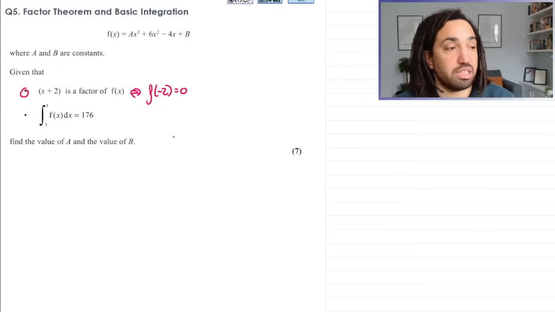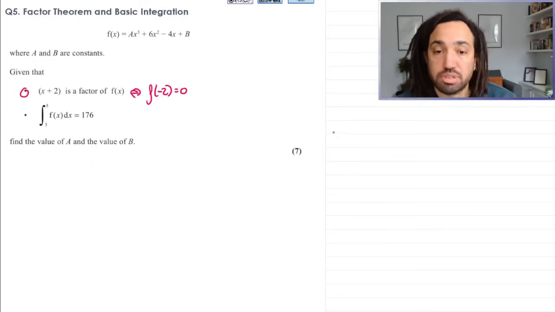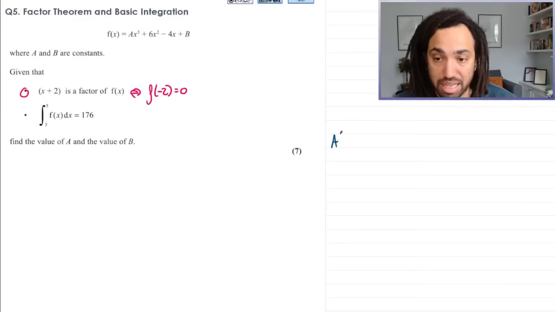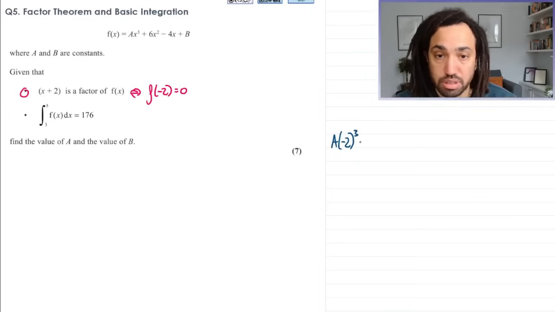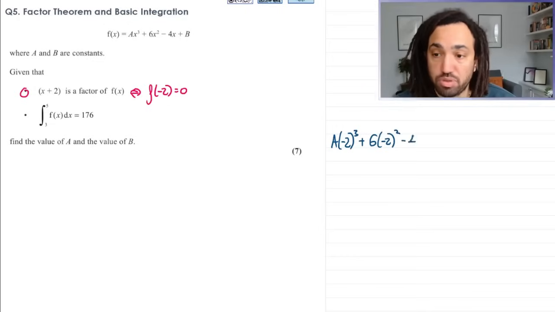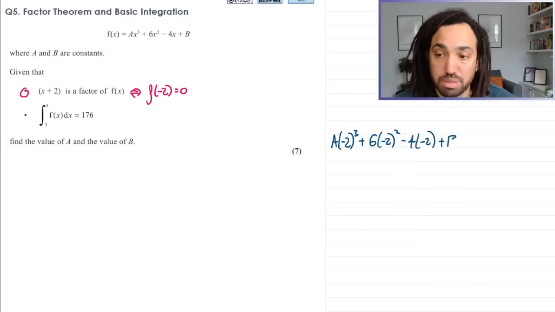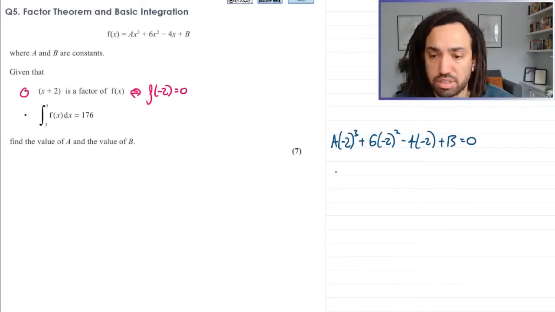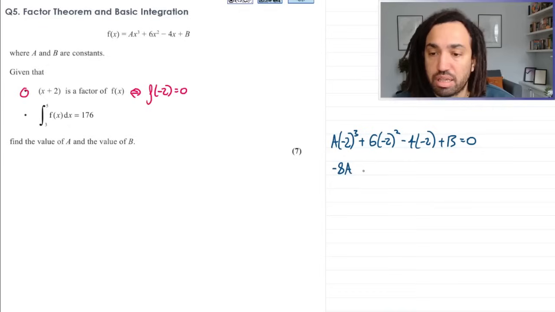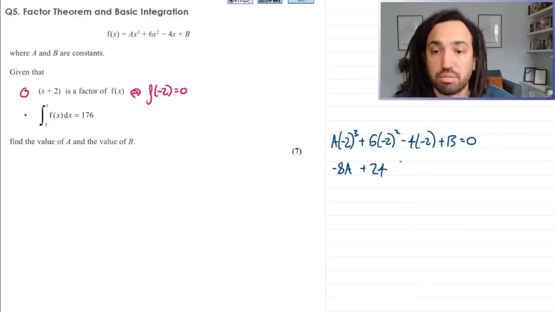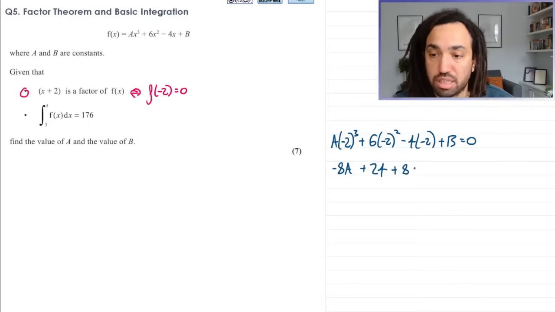So that is implied by that. So we could just sub in minus 2. So by doing so, we'll get a minus 2 cubed plus 6 lots of minus 2 squared minus 4 lots of minus 2 plus b is equal to 0. So simplifying that is going to give us minus 8a, and then that's going to be 4 times 6, which is 24. And then this is going to be positive 8, and that's going to be plus b equals 0.